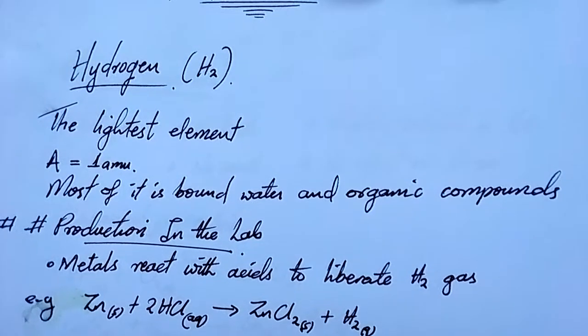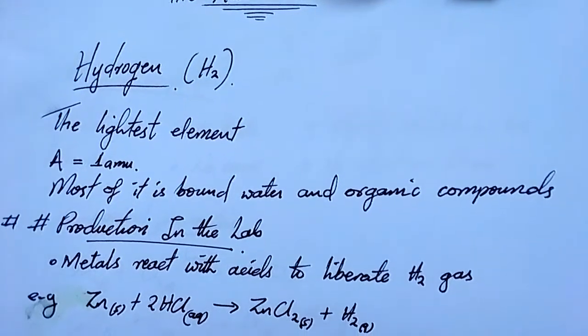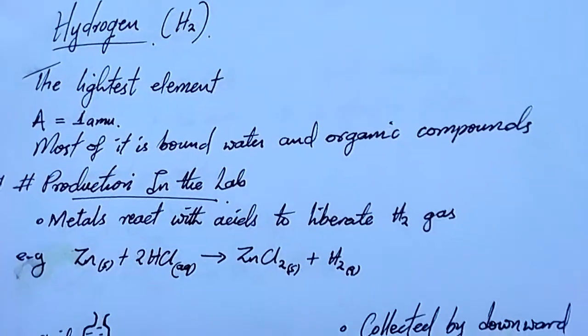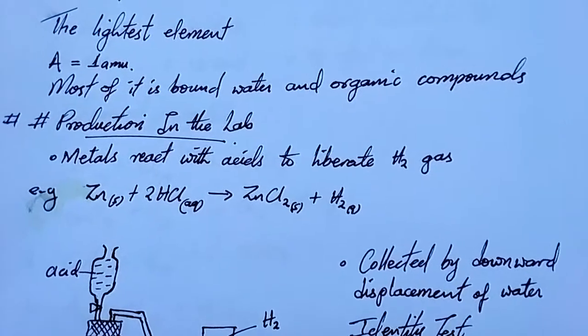Okay, so this is my short video about hydrogen, the lightest element. I'm almost biting my tongue. So atomic number is 1, AMU is 1, but it exists as a molecule.